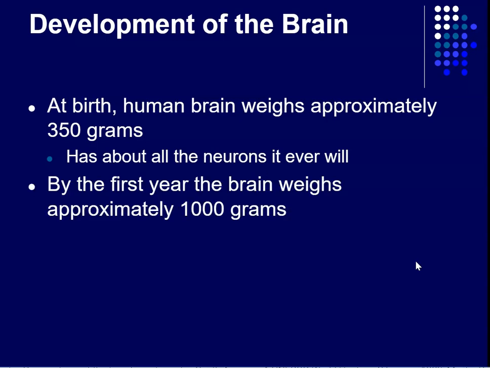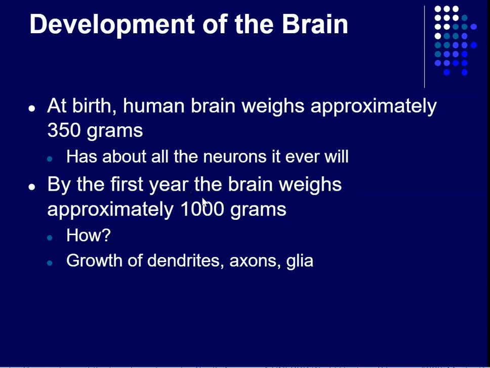By the first year, the brain weighs about 1,000 grams. So in just a year's time, the brain has almost tripled in mass, from 350 to 1,000 grams. Where does that extra mass come from? We note that the brain isn't really making a lot of new neurons, so what's growing? The answer is mainly the dendrites, axons, and glia.